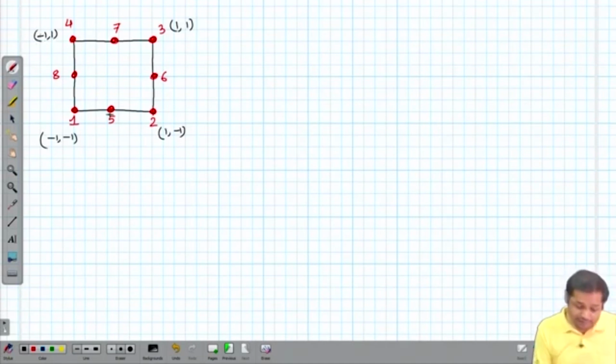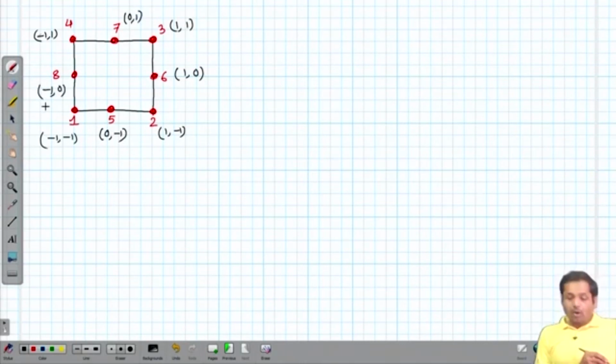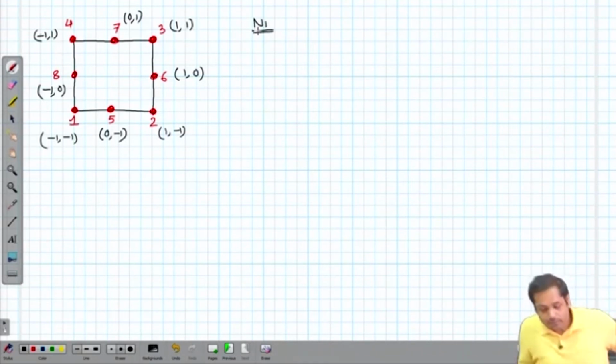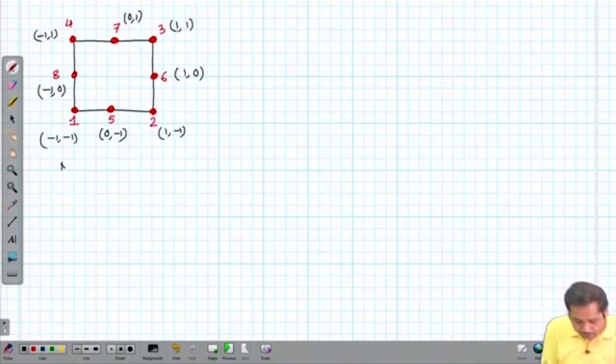If you see the coordinates of the other nodes, say node number 5, the coordinate will be 0 and minus 1, the coordinate of node number 6 will be 1 and 0, the coordinate of node number 7 will be 0 and 1, and finally the coordinate of node number 8 will be minus 1 and 0. Now I want to construct a function for N1. Let's do it here so that we will have some space. So for N1, what are the conditions N1 must have?